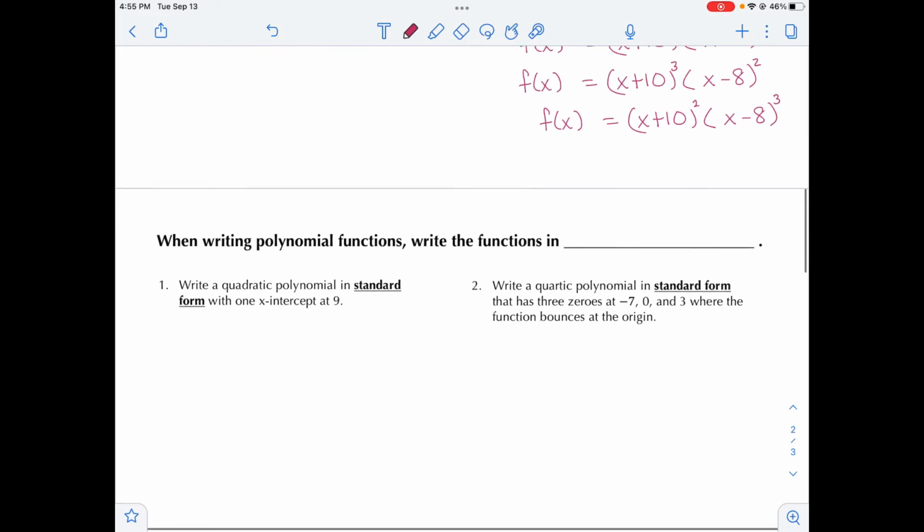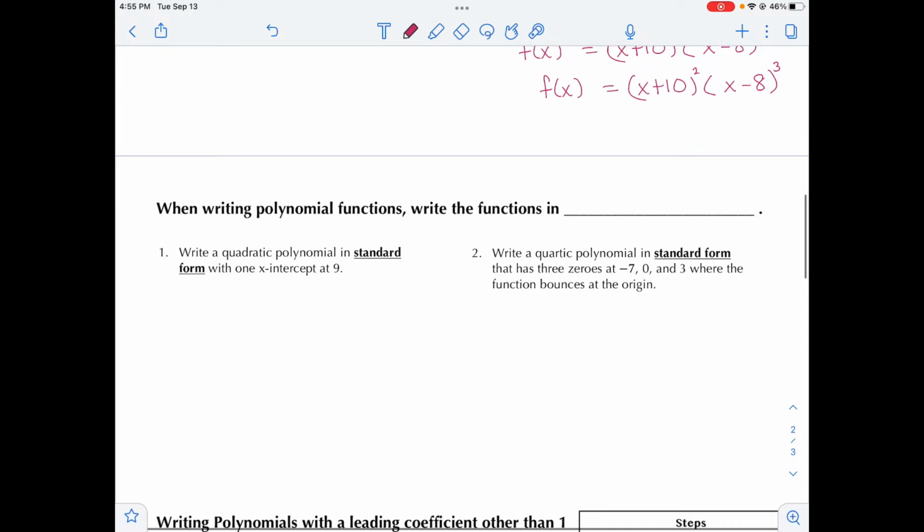All right, we're going to move on to the next section about writing polynomial equations, and we're going to do them in standard form. So when writing polynomial functions, we always write the functions first in intercept form, okay? In intercept form first, because it makes our life a lot easier.